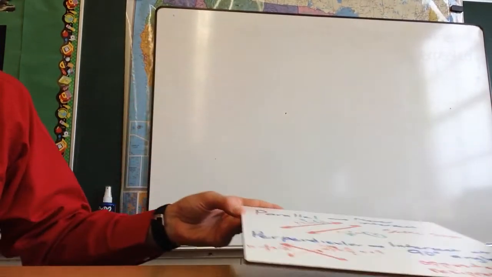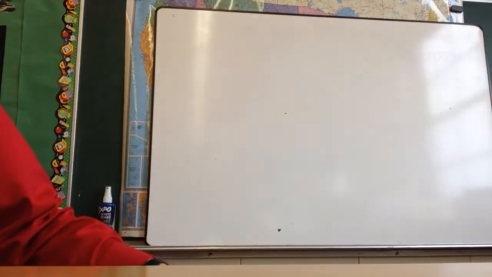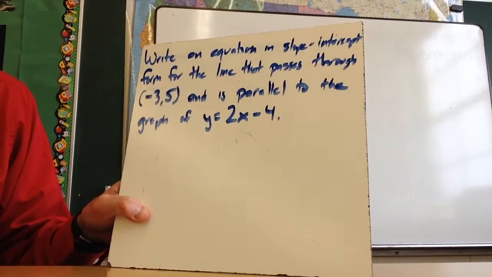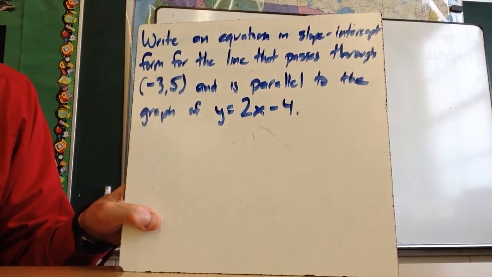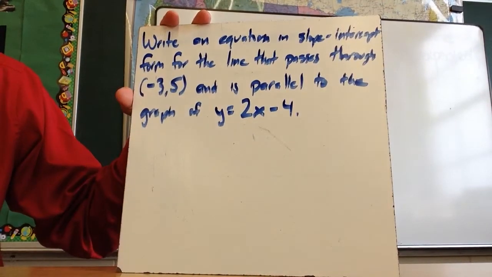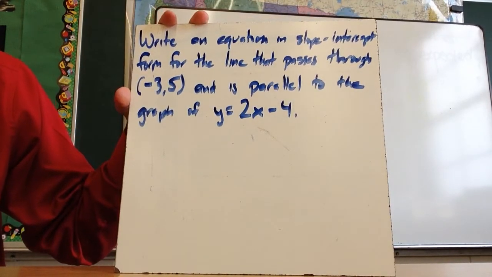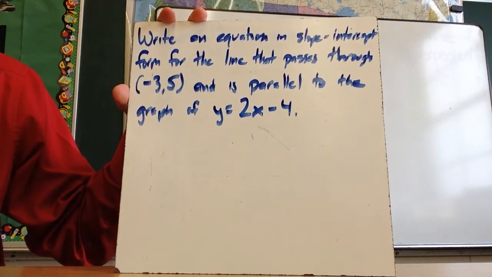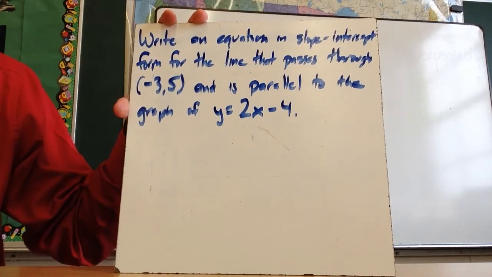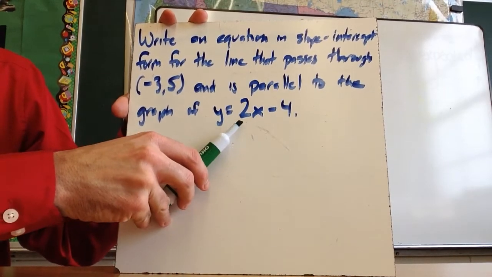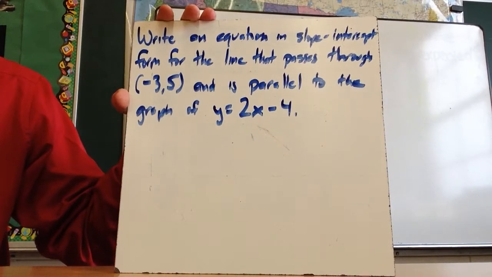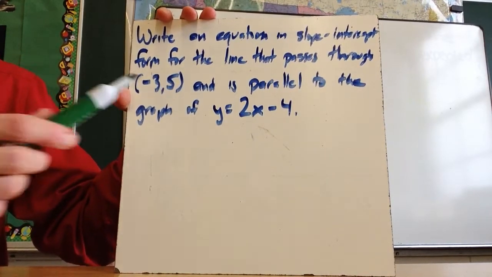So let's take a look at a problem. We'll start with parallel. You're going to write an equation in slope-intercept form. So remember that's y equals mx plus b. Slope-intercept form for the line that passes through negative 3, 5 and is parallel to the graph of y equals 2x minus 4. Now a lot of students get confused with what to do with this equation.